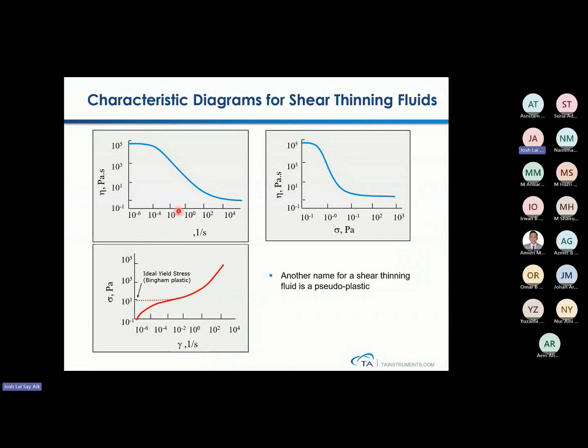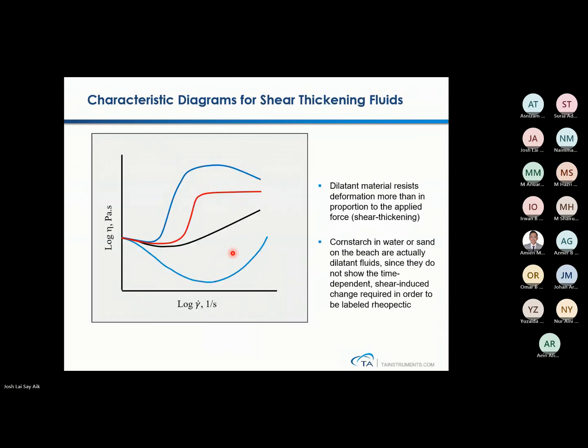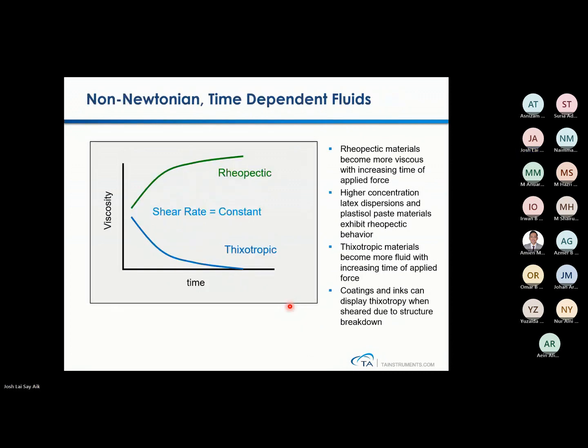So when you vary the shear rate, the viscosity will decrease or it is going to increase. So this is some characteristic diagram for shear thickening fluids. You have dilatant materials that resist deformation. That's what we call shear thickening. So in a flow test, typically you display either shear stress versus shear rate or viscosity versus shear rate, depending on how you want to display your result. But this is what a rotational test will give you in the final results.